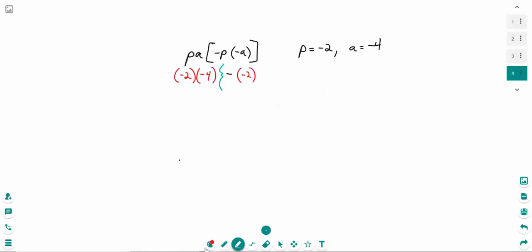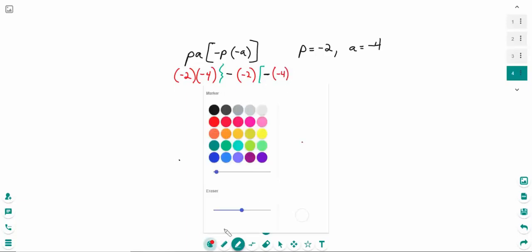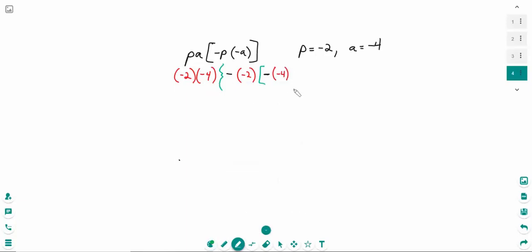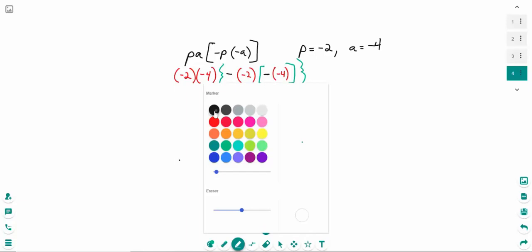Then we have a parenthesis. Well, that gets upgraded to a bracket. And then we have a negative. So that's just going to come straight down. Don't lose track of him. He comes straight down. And then we have an A. And the A is a negative 4. We're going to put that in parentheses. And then we have our closing parenthesis, which gets upgraded to a closing bracket. And then we have a closing bracket, which now gets upgraded to a closing brace. All right, now we can simplify.